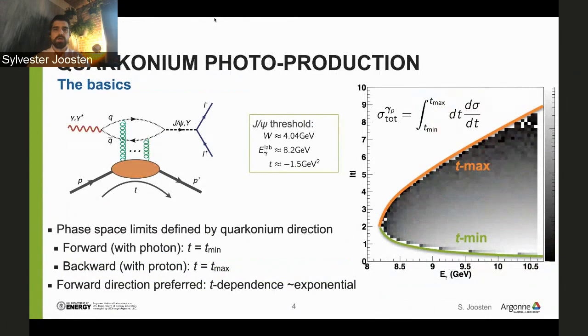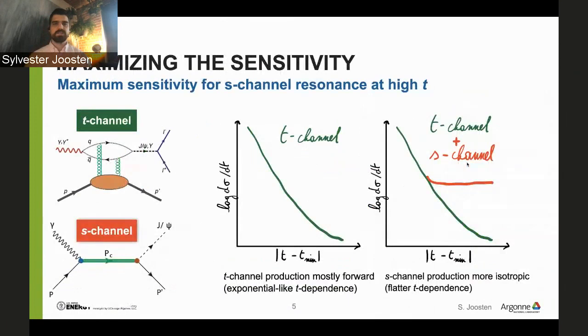The channel that we would look at is quarkonium photoproduction. Some basics about this: in normal T-channel quarkonium photoproduction, you have an angular dependence that is preferably in the forward direction, meaning that preferably the J/psi gets created in the direction of the photon. And the T dependence historically has been pretty well described by an exponential, or maybe more accurately by a dipole shape, where you go up very strongly towards T min, while there's almost nothing here at T max where the J/psi is produced backwards. This is something that we can leverage to try to maximize the sensitivity to S-channel resonances within this channel.